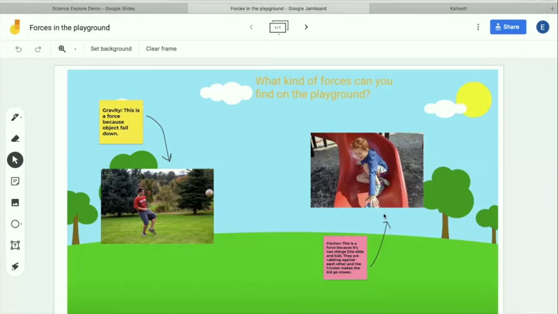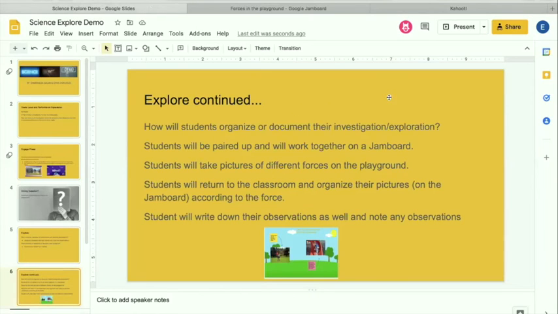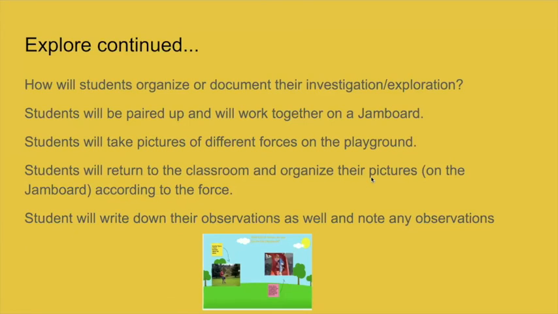Another example that we have here is a child going down the slide, and the force is friction. It says, this is a force because of two things, the slide and the kid. They are rubbing against each other and the friction makes the kid go slower. So the force is friction. If they wanted to record a video, they could also do that. Let's continue.